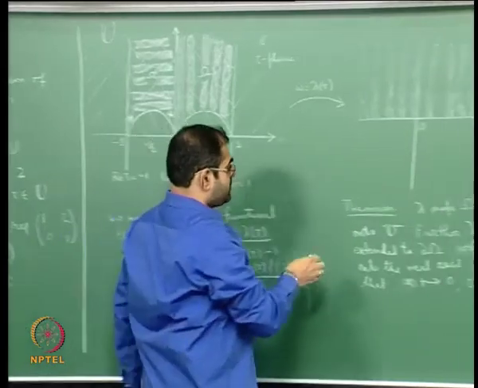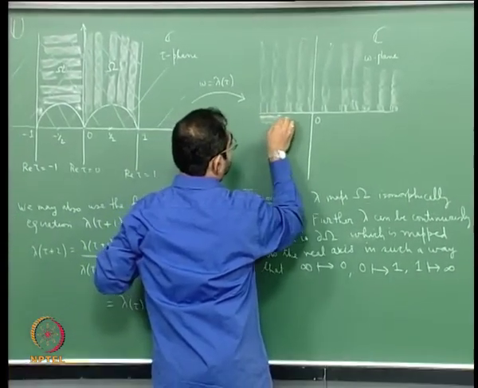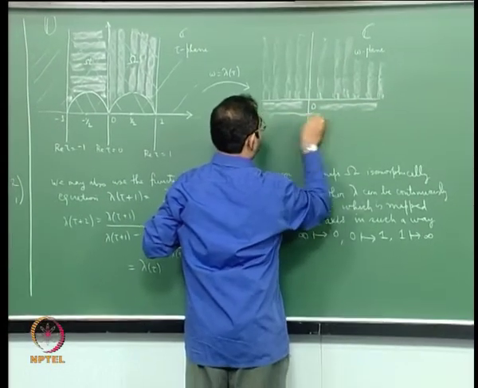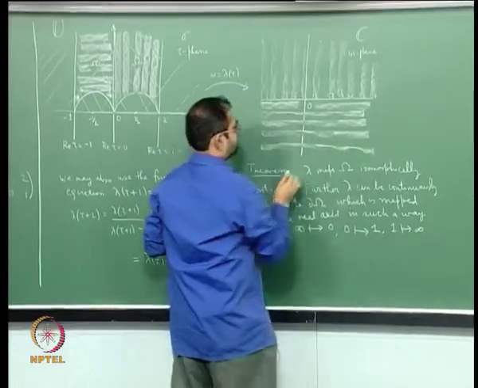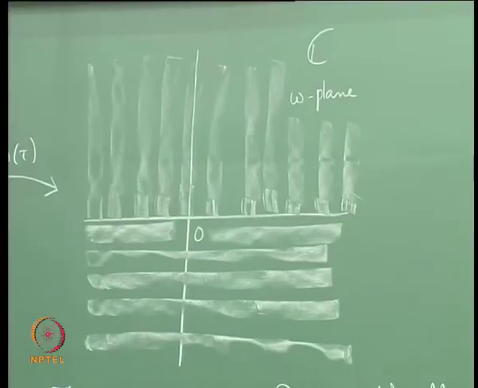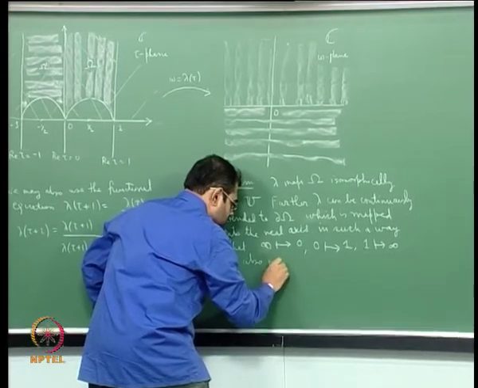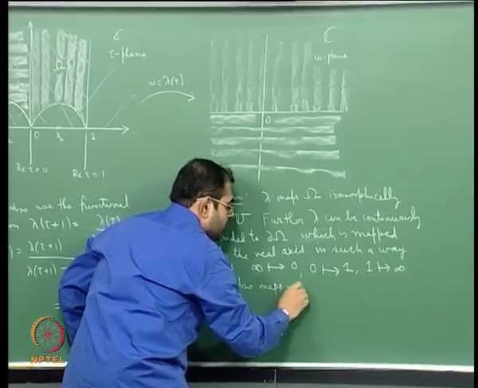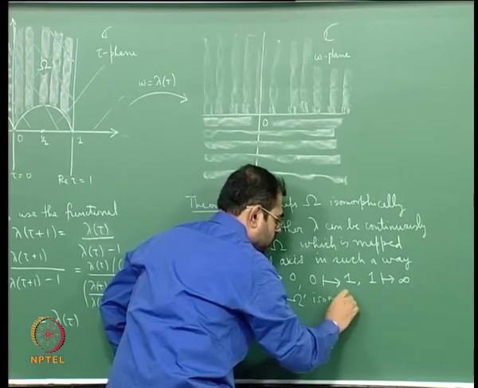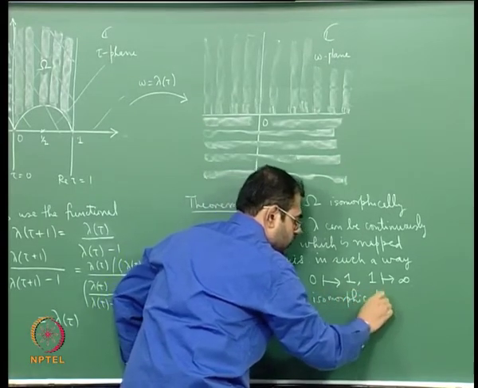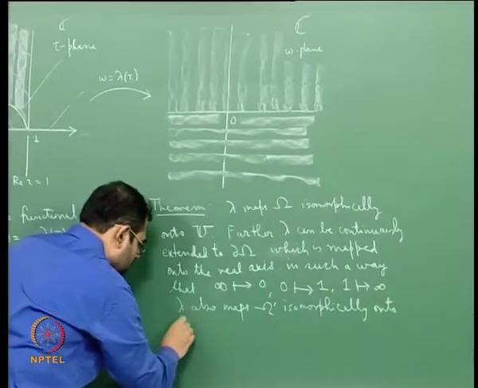So what will happen is that the image of this is going to be the lower half plane. So let me write that lambda also maps omega prime isomorphically onto the lower half plane.